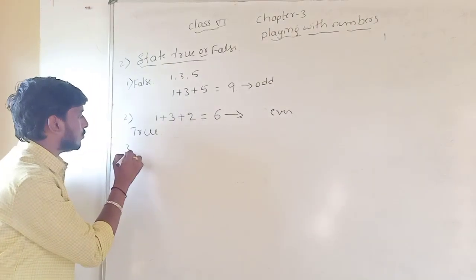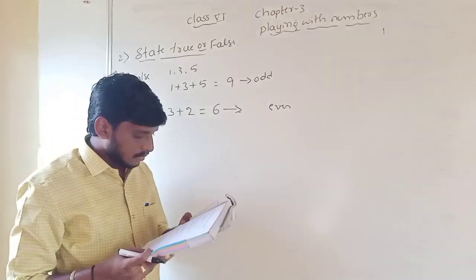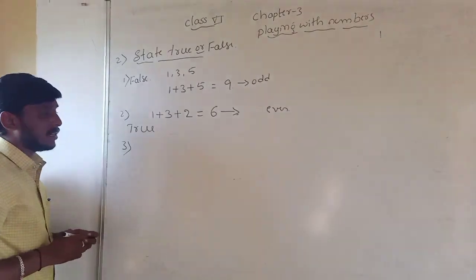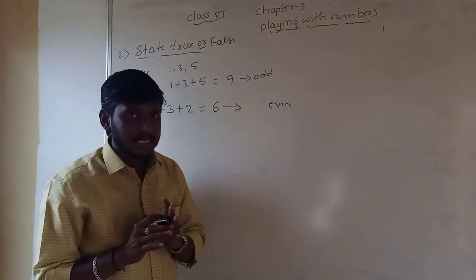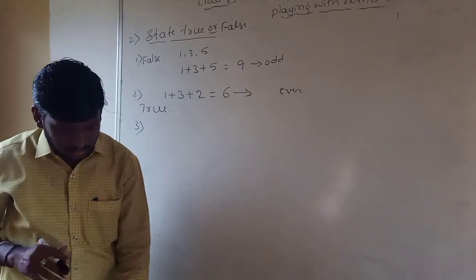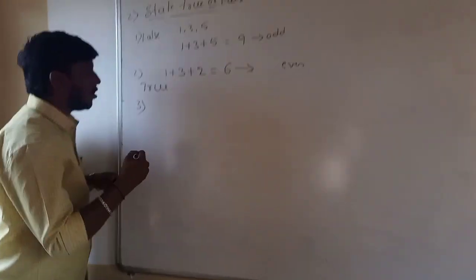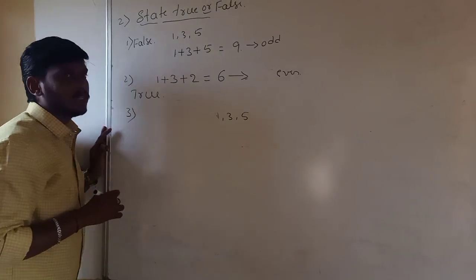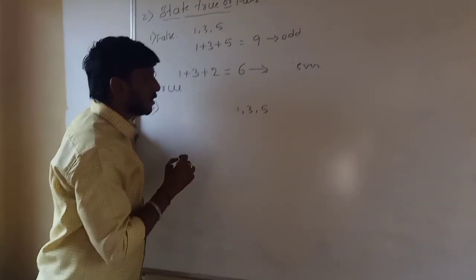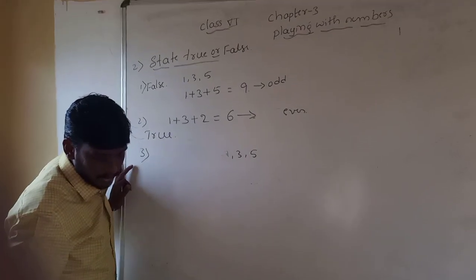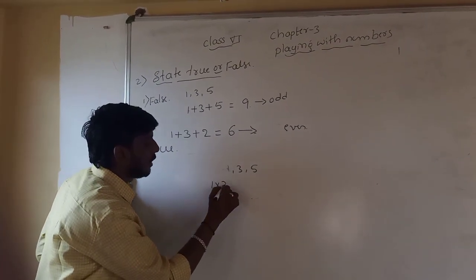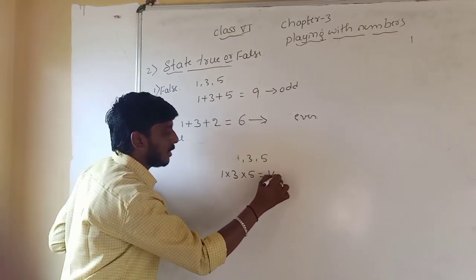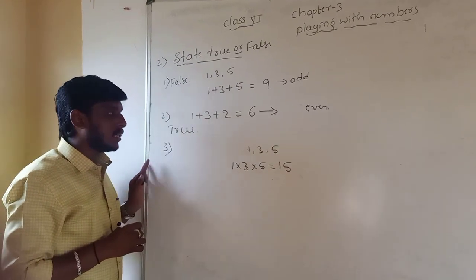Okay. So third one. What is that third one? The product of three odd numbers is odd. Whenever you go for product, it is nothing but multiplication. I will select three odd numbers: 1, 3, 5. The product of three odd numbers is always what they gave? Odd. So first multiply 1 into 3 into 5. 1 into 3, 3. 3 into 5, 15. 15 is odd or even? It is an odd number.